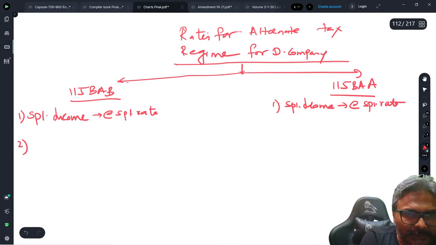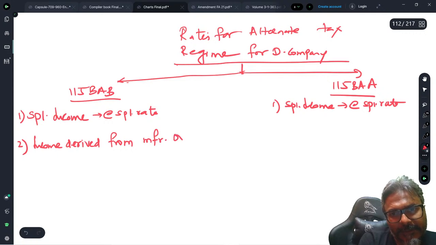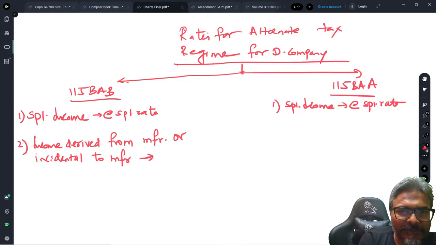The second one, students, is income derived from manufacturing or incidental to manufacturing. Income which is derived from manufacturing or incidental to manufacturing.